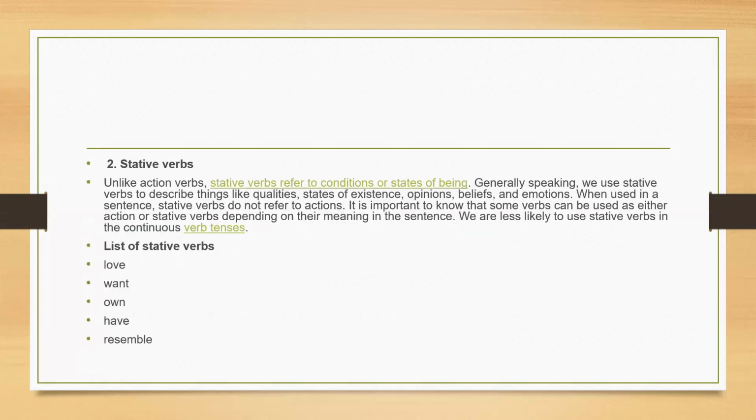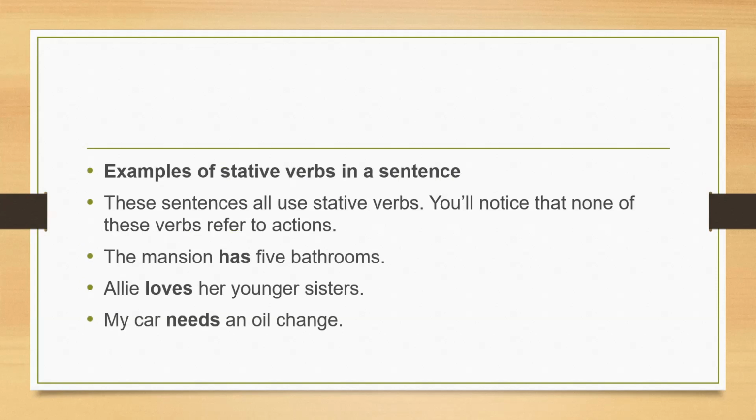Static verbs. Unlike action verbs, static verbs refer to conditions or state of being, like love, want, own, have, resemble, all these things. Examples of static verbs: The mansion has 5 bathrooms. Ali loves her younger sister. My car needs an oil change. Here you can see the verb has no direct action. That is why these are static verbs.